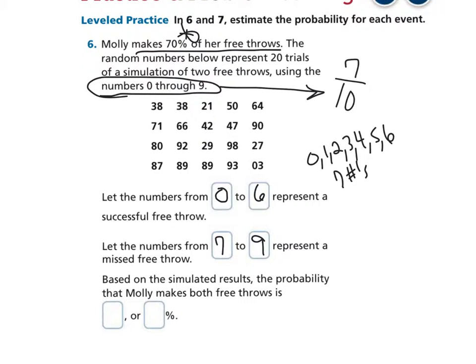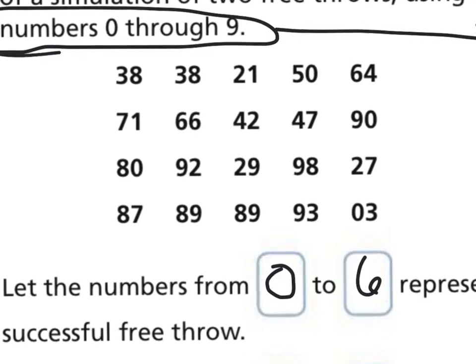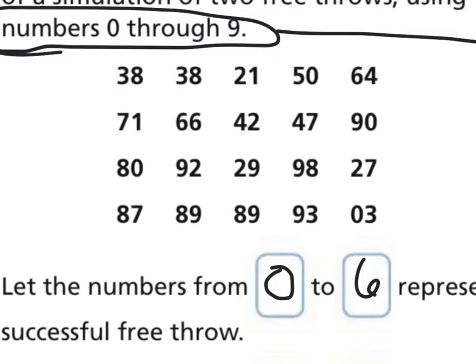And then it says based on the simulated results, the probability she makes both free throws. What we would have to do then is look at all of these numbers. Each individual digit represents her making it or missing it. So now we've got to look at all the numbers and look for ones where both numbers are between 0 and 6. So 21 would be one that works. The 2 and 1, both of those are between 0 and 6.